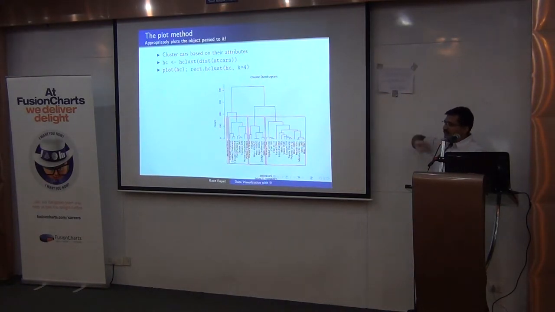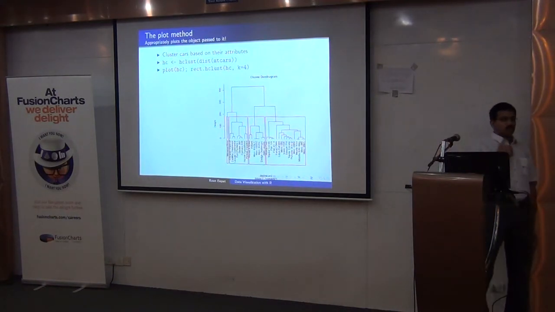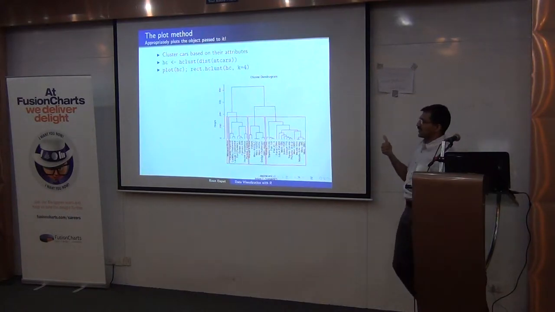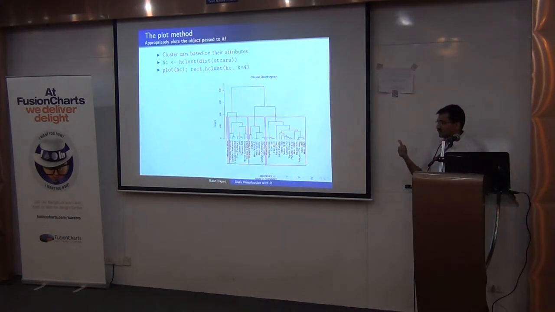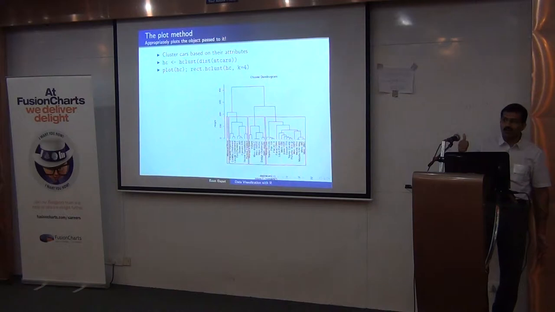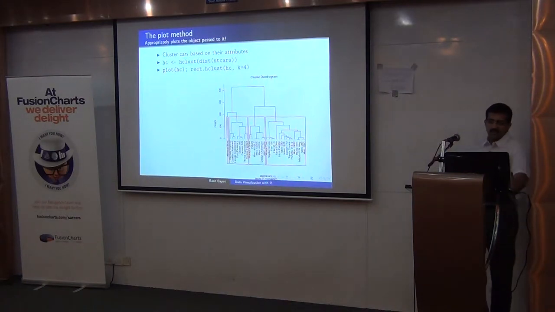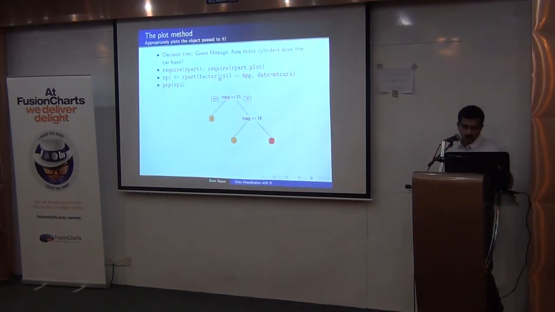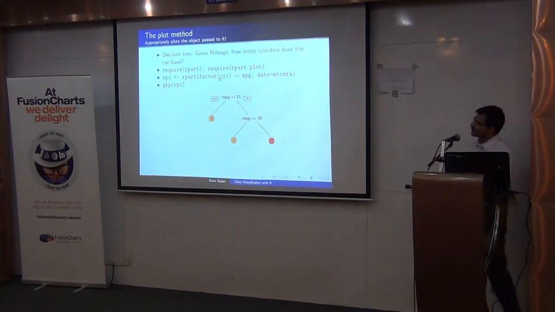Entirely different objects, you get entirely different plots using the same plot function. So what kind of plot should I have? What kind of graph should I have? Well, use the plot method, you will know. At least that's what good statisticians say they would do. Decision tree, again the same thing.